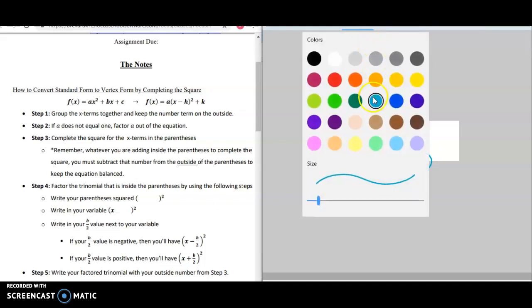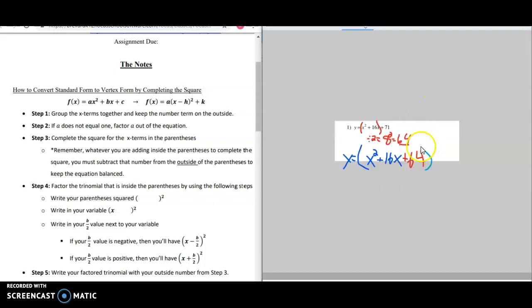Oops, wrong color blue. So this number I'm just adding here. But over here, remember from our notes, it says you must subtract that number to the outside. So on the outside, I already had this plus 71. Okay, so remember, we can't just drop that off. I had a plus 71. I now have to do the opposite, so I added 64 here, so I'm going to subtract 64 here.